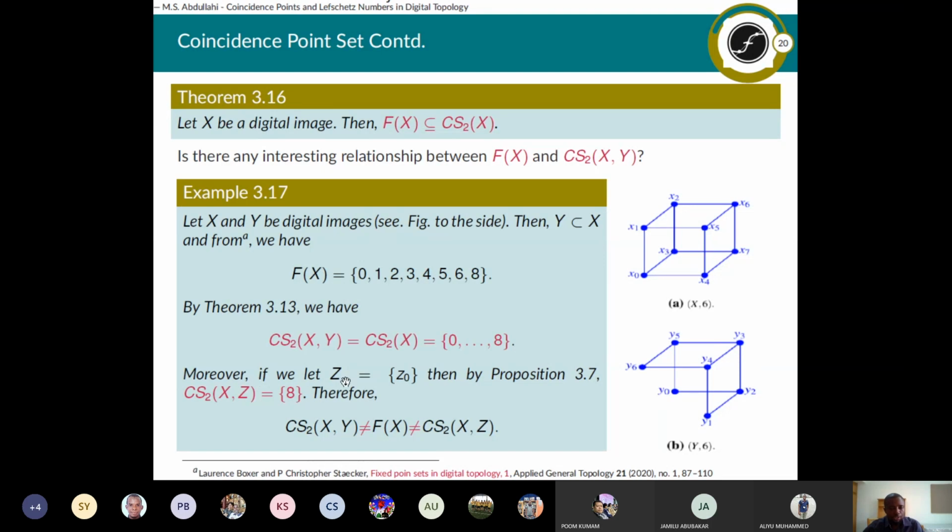So now additionally, if we consider what will happen if we let Z be just a single point image, by proposition 3.7, we know that this term is going to be only 8. That is the cardinality of this image, the number of points in this image. And therefore, from this example, we can see that the coincidence spectrum of two mappings is different from the fixed point spectrum, and it's also different from this when we consider Z to be only 1 point.